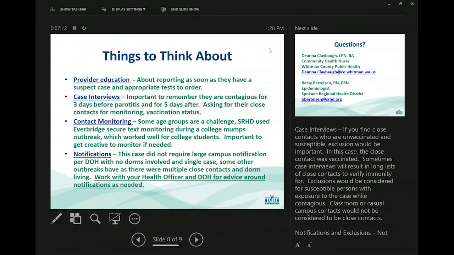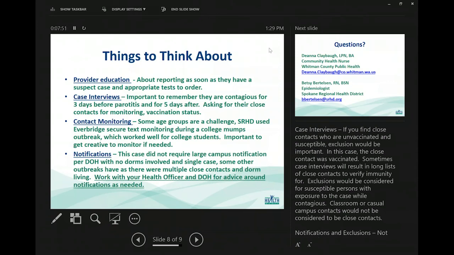With case interviews, it's important to remember that the case is contagious for 3 days prior to parotitis before the facial swelling occurs, and for 5 days after. And asking for their close contacts for monitoring is really important, as well as the vaccination status of those people who are close contacts. And if you find that close contacts who are unvaccinated and are susceptible, that would be important to consider excluding them from being places such as on campus or at school or at work, depending on what the situation might be. In this case, the close contact that we were aware of, the roommate, was vaccinated.